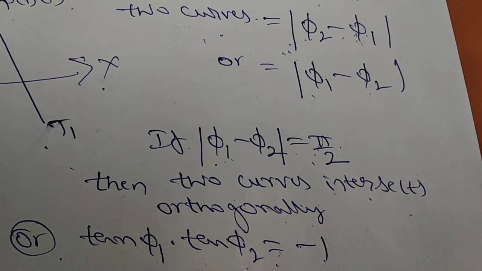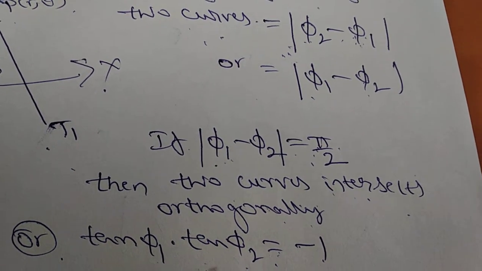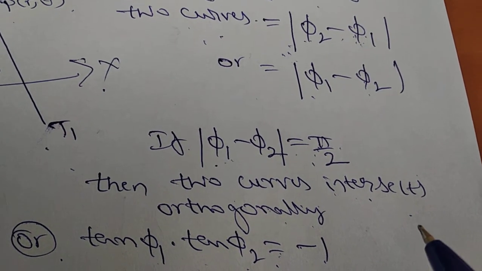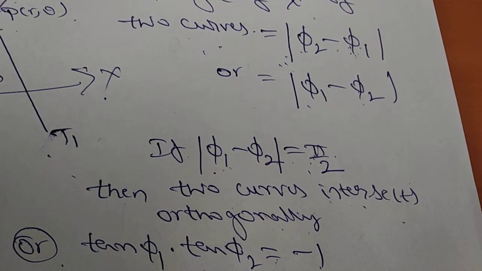What is tan psi 1? Slope of the first curve. What is tan psi 2? Slope of the second curve. So that means m1 into m2 is equal to minus 1. So that shows what? Angle between two curves is 90 degree.